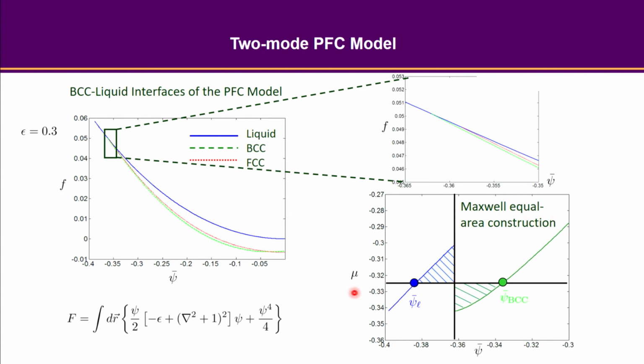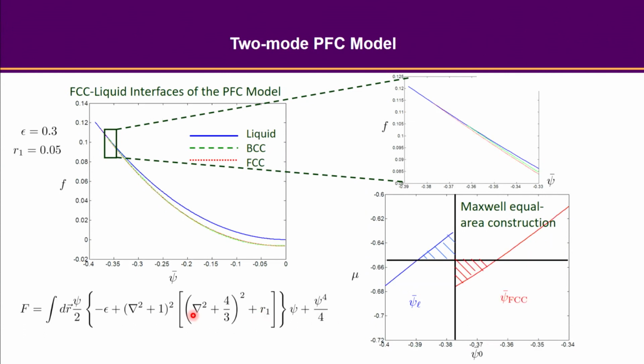So the idea is plotting how the chemical potential changes with psi bar. And now you are requiring that the area under this mu versus psi bar curve across the coexistent density cancels out. So that's the other way you can find the coexistent density for the BCC solid and the liquid. Okay, so that's the original PFC.